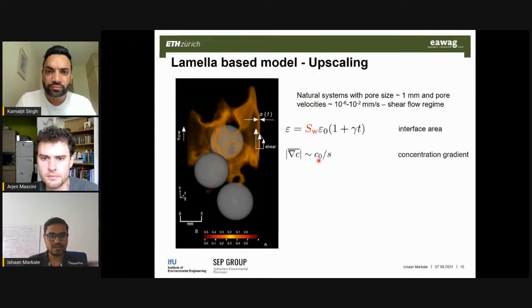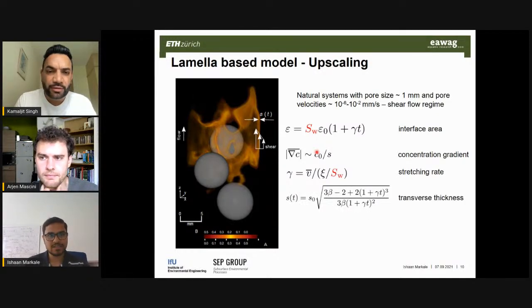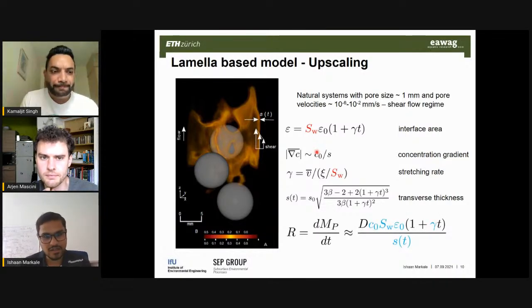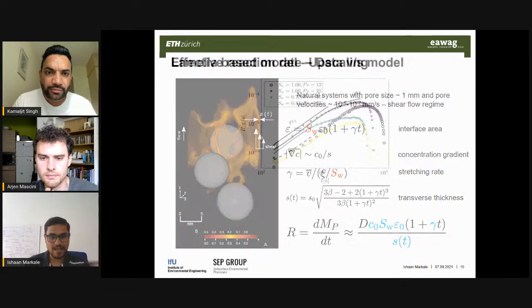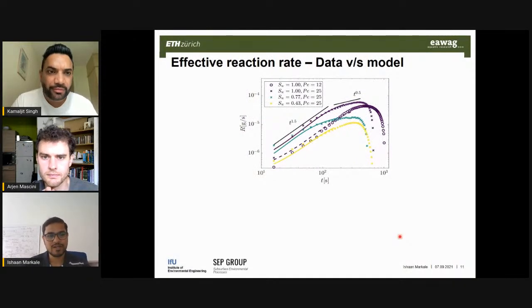And then we estimate the gradient of concentration using the initial concentration of the reactant and the transverse thickness S, which is shown in this figure here. And then gamma is the so-called stretching rate, which depends on the average pore velocity and again the saturation. And S, as I mentioned, is the transverse thickness, which is a competition between stretching and compression. And taking this into account, we get this new expression for the effective reaction rate. And this depends only on physical parameters of the system. And in this figure, what I'm doing is comparing what we get from the experiments to what we get from the models.